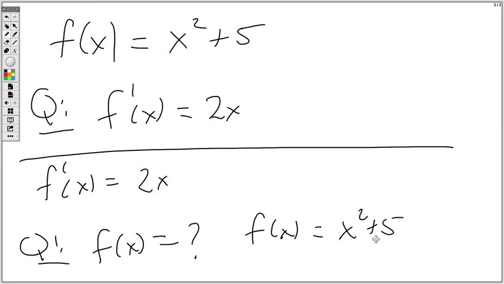X squared plus 5, but there's other answers too, right? I could just do straight up what? I could just do x squared, you follow? Or I could do x squared plus, or x squared minus 1. You with me or not? So antiderivatives, going backwards, is essentially what we're doing.